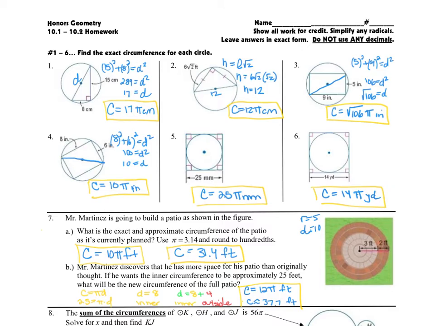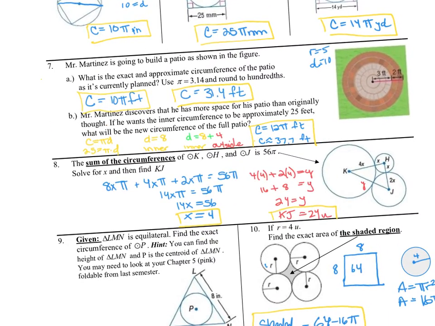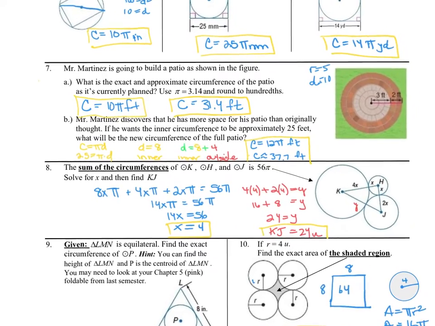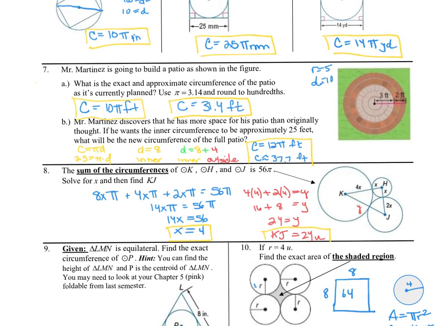All right, so let's start to look at some of the word problems that we have here. Mr. Martinez is going to build a patio as shown in the figure. What is the exact and approximate circumference of the patio as it is currently planned? Use pi equals 3.14 and round to hundredths.